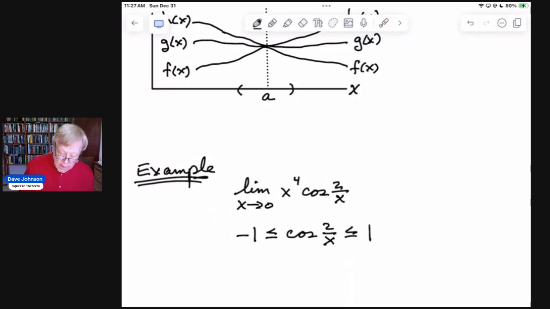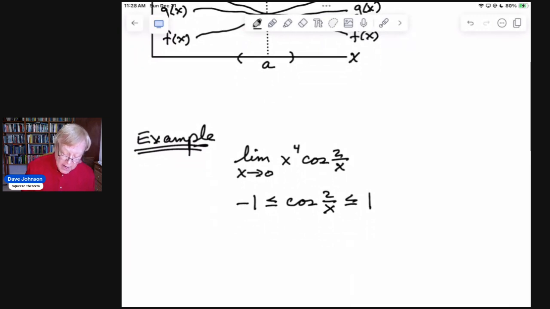Okay. Now we're not done, because what we need is to have this x to the fourth times cosine 2 over x in that inequality. So we're constructing an inequality here. And in order to use the squeeze theorem, we have to have a valid inequality. So I'm going to multiply both sides by x to the fourth. So x to the fourth times -1 is negative x to the fourth, less than or equal to x to the fourth times cosine of 2 over x, less than or equal to x to the fourth times 1, which is x to the fourth.